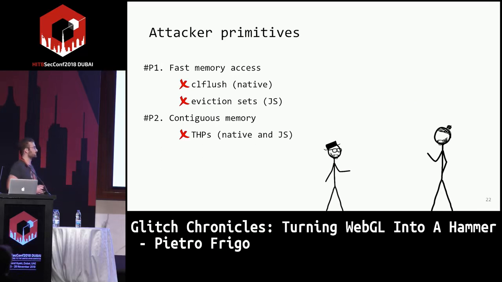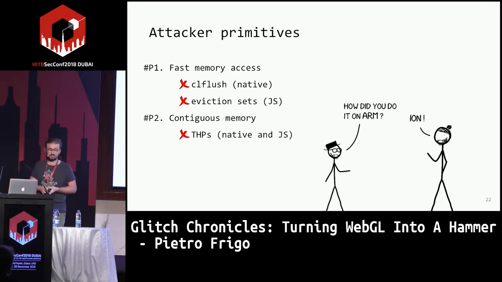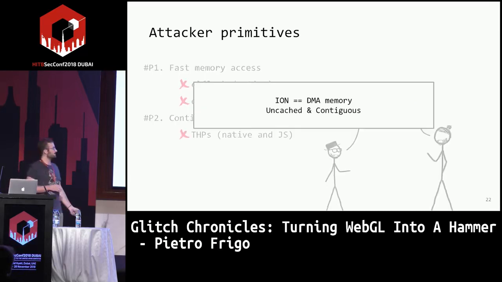So then I went to Victor and asked him, how do you do it on ARM? And he answered Ion. And Ion, basically, is an API provided by the Android kernel that provides you with DMA memory. And DMA stands for direct memory access. This is memory that's usually used by peripherals, such as the GPU, for instance.